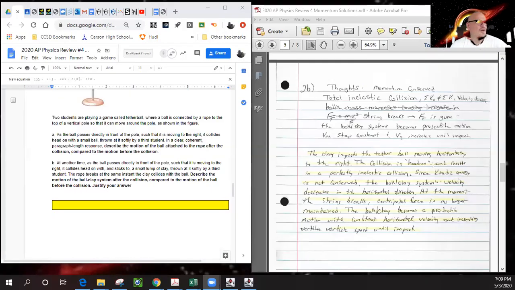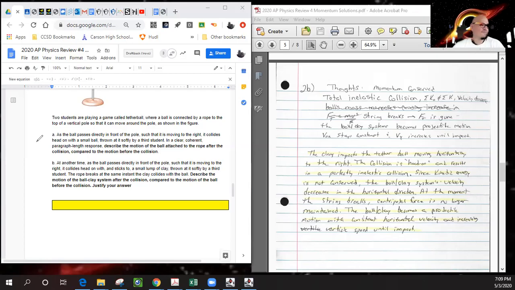And okay, all right, so part B here. At another time, as the ball passes directly in front of the pole, such that it is moving to the right, it collides head-on and sticks to a small lump of clay. So it's going this way. Here's a lump of clay. It sticks onto it, and it sticks together. So this would be a perfectly inelastic collision. Okay, just kind of think about that.